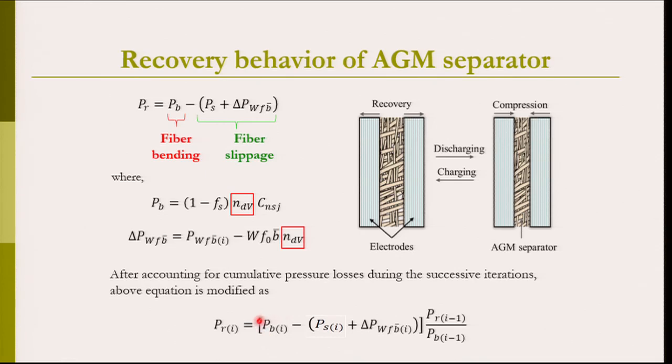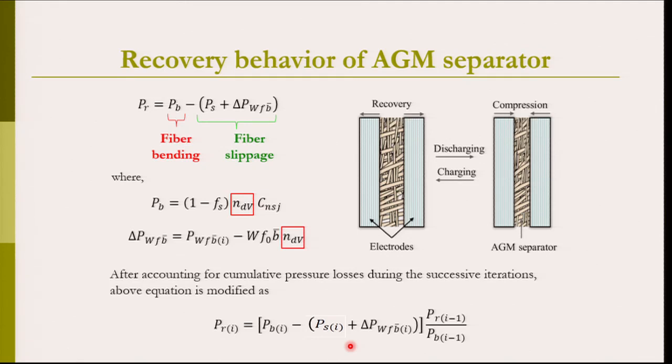That depends on how much is the loss between the bending stresses, which is shown here by Pb, and the losses which have occurred due to the slippage component and also due to the withdrawal forces, which is the internal friction of the fiber itself. So, we can actually calculate the remnant pressure or the remnant stresses that can lead to the recovery characteristics of these AGM separators. So, the number of fiber to fiber contacts in the meso domain can be a useful technique in computing the compression and recovery behavior of AGM separators.